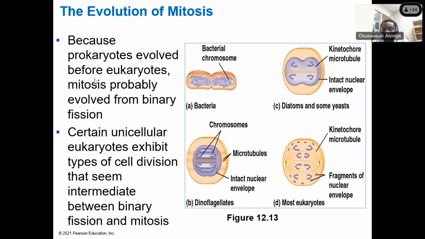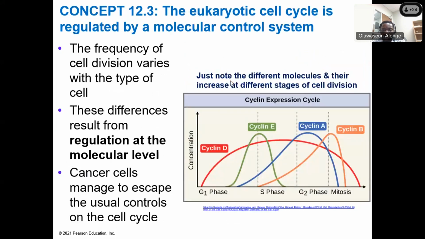Because prokaryotes evolved before eukaryotes, mitosis probably evolved from binary fission. Certain unicellular eukaryotes exhibit types of cell division that seem intermediate between binary fission and mitosis. So it's okay to think that that is where mitosis originated from. I'll just touch base on that.